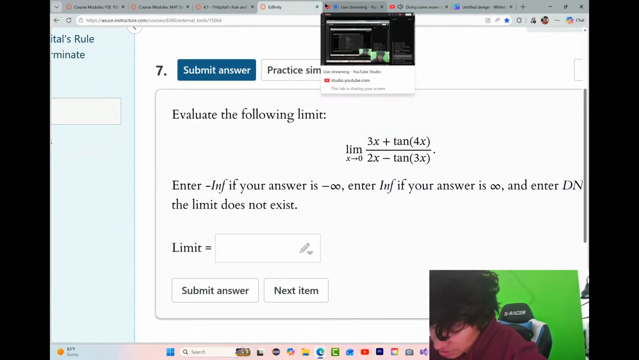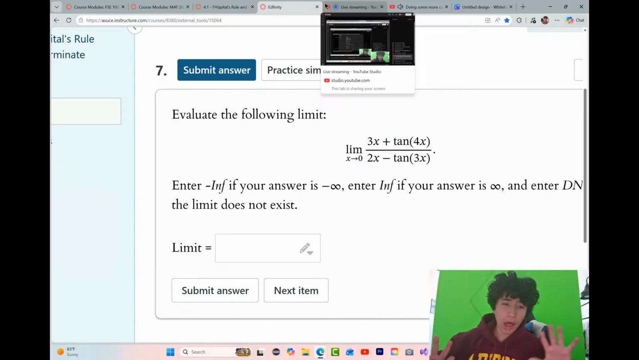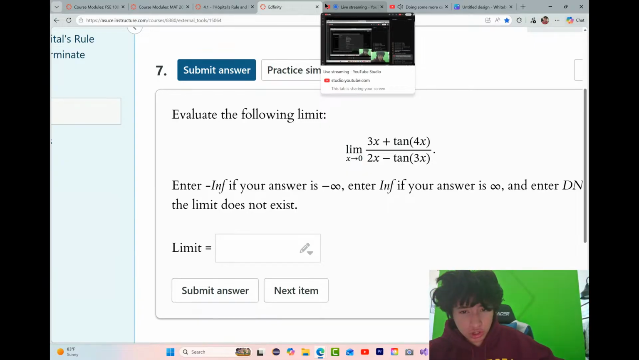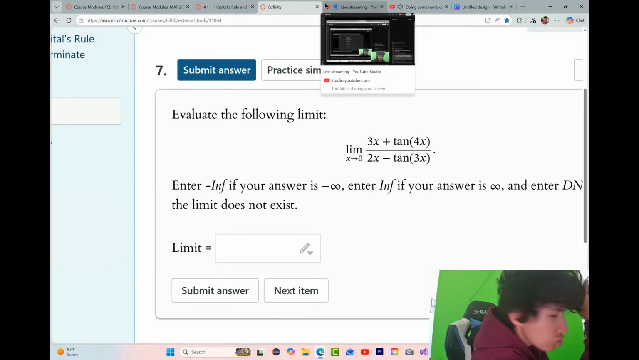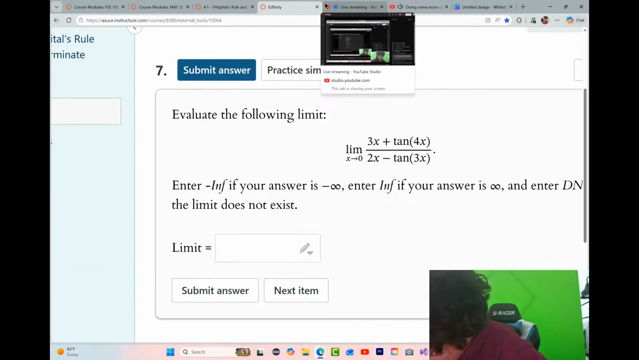So we have the limit as x tends to 0 of 3x plus tangent of 4x, over 2x minus tangent of 3x. Let's see if we should apply L'Hopital's rule. We have 0 plus tangent of 0, and tangent of 0 is 0. So 0 over 0, we have an indeterminate quotient. We have to apply L'Hopital's rule.